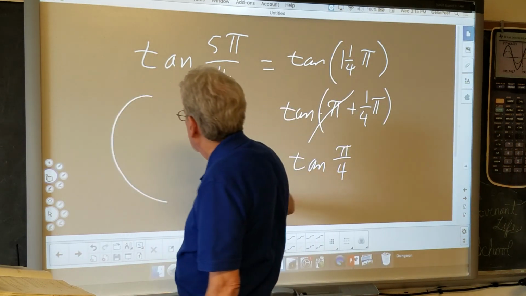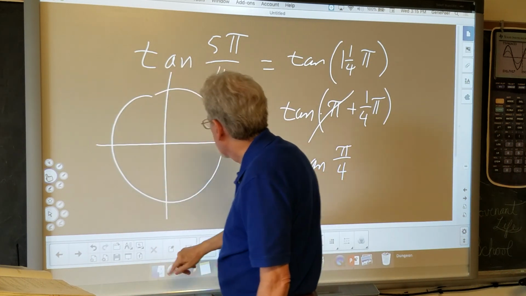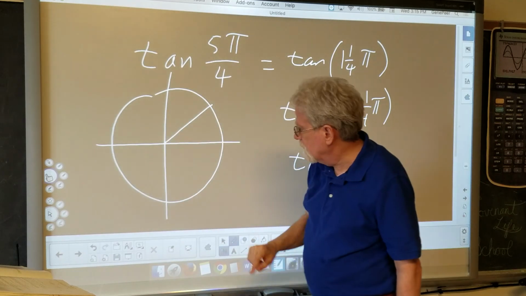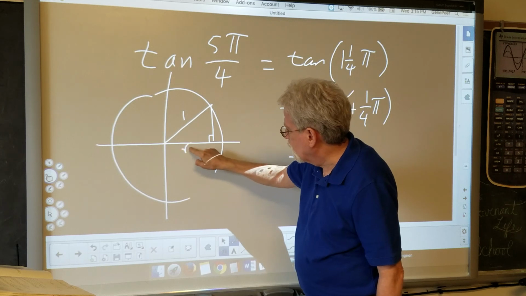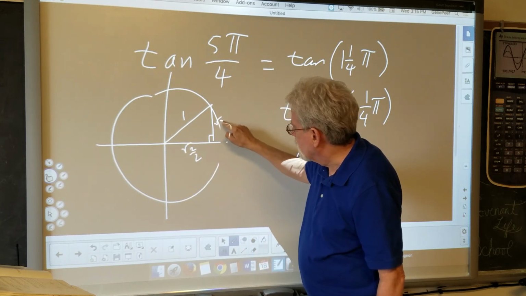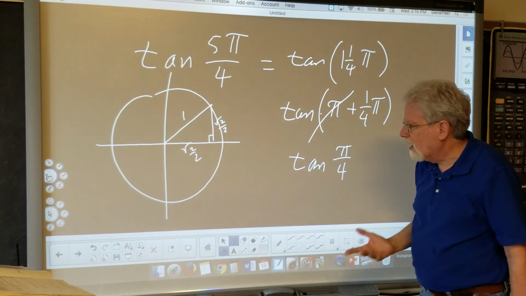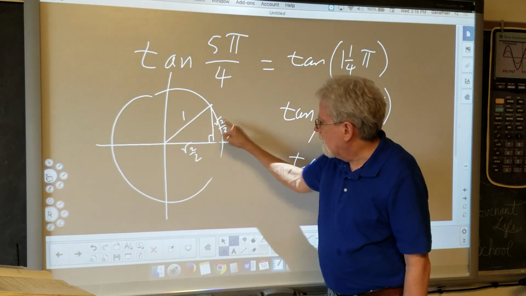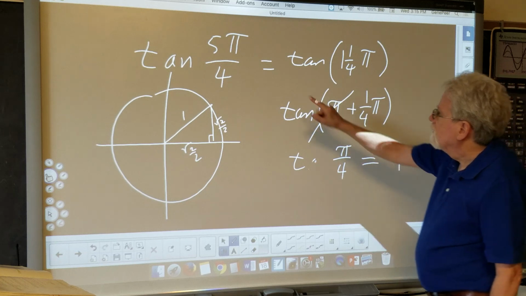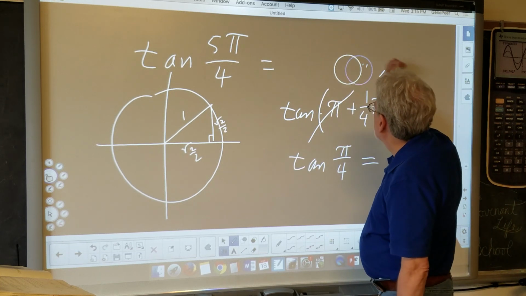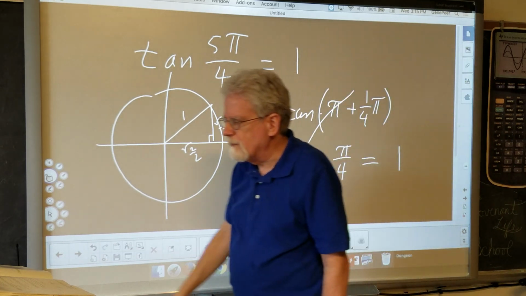And the tangent of 1/4 pi, 1/4 pi being here. And if that's 1, that's square root of 2 over 2. That's square root of 2 over 2. And tangent being opposite over adjacent, that'll be equal to 1. So our original problem was equal to 1.